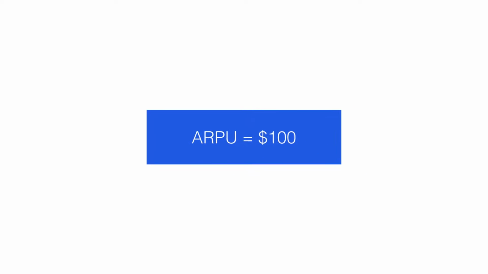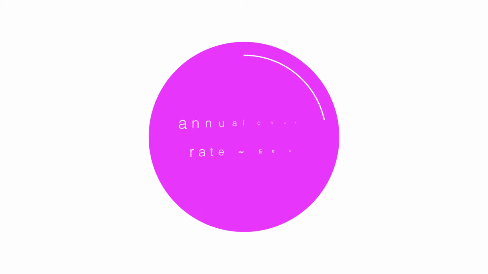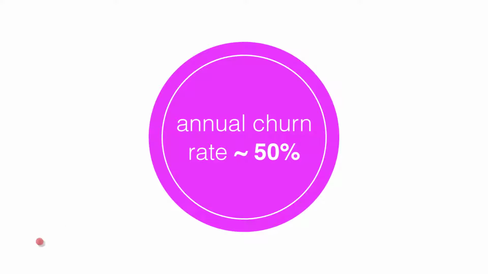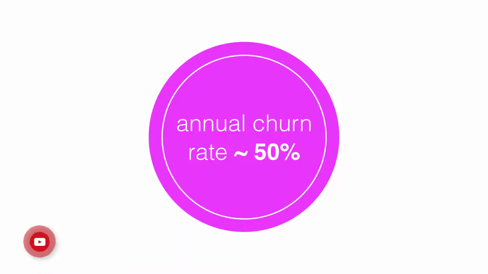Let's start with the average revenue per user, or ARPU. For mice, the ARPU per year is $100. The industry benchmark for annual churn rate is very high for the mice customer segment, because small customers go out of business at a higher rate, or they don't invest too much time to learn your product. So the annual churn rate for mice is approximately 50%.